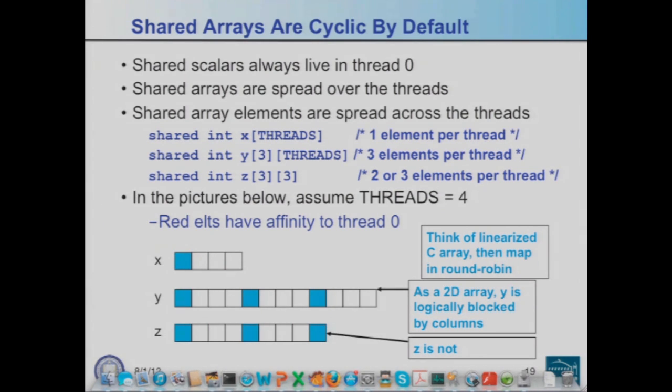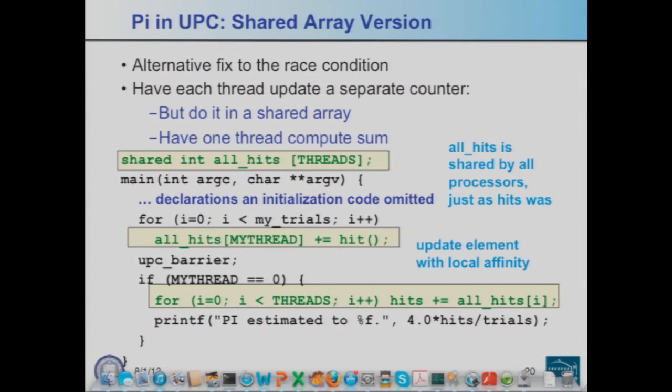We can think of Y as also a 2-element array, and we can sort of think of that as being logically blocked by columns, because thread 0 owns each one of the elements in the first column of that 2-dimensional array. These are tricks that I tend to not try to use too much in UPC, but it is good to understand what the memory layout looks like.